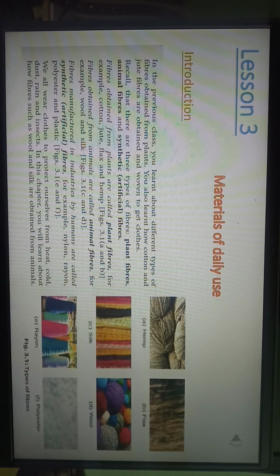So what are artificial fibers? The fibers which are manufactured in industries by human beings. They are known as artificial fibers. As I told you earlier, the examples are nylon, polyester, and plastic. So these are the three types of fibers: the plant fiber, animal fiber, and the synthetic or artificial fiber. I had also discussed the examples.